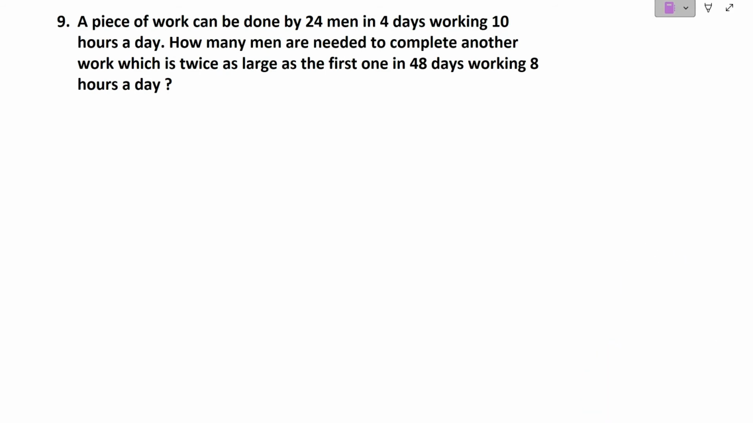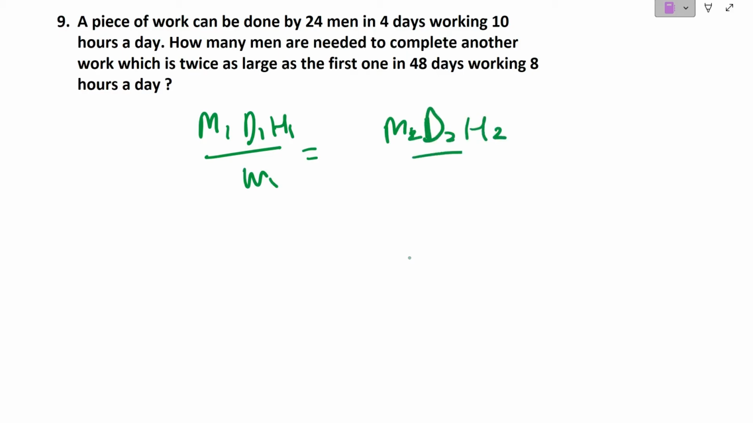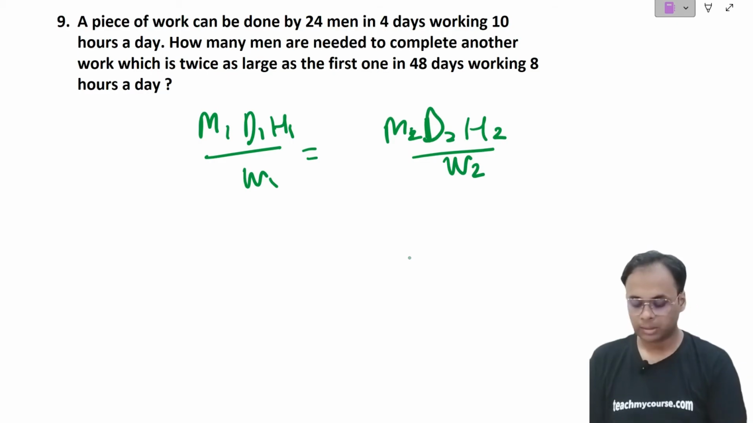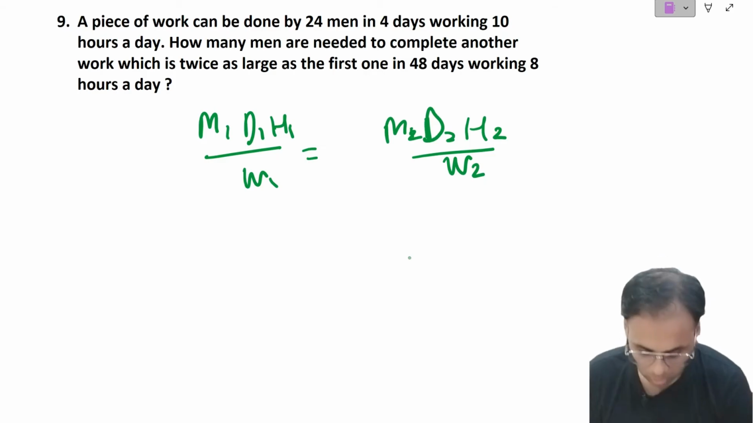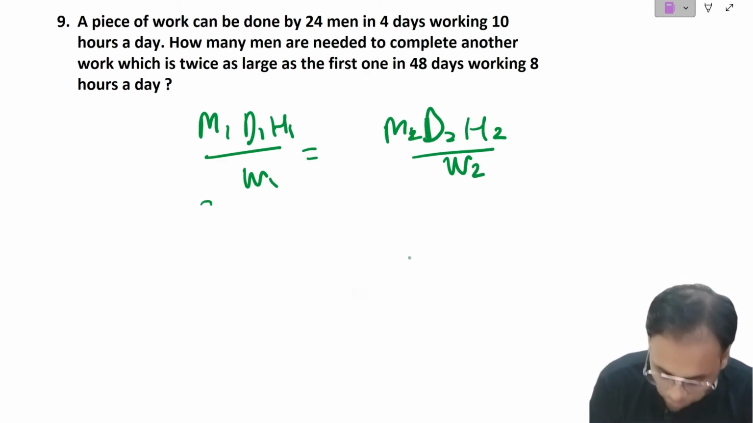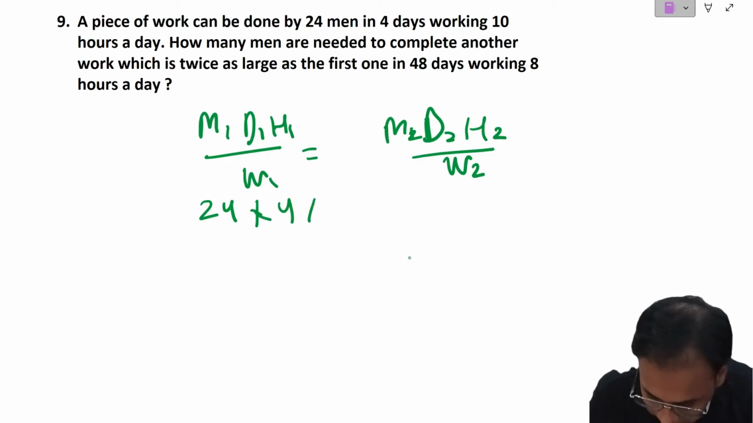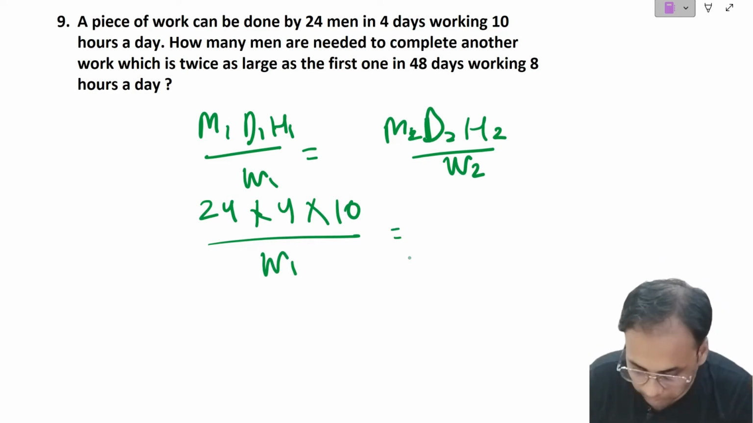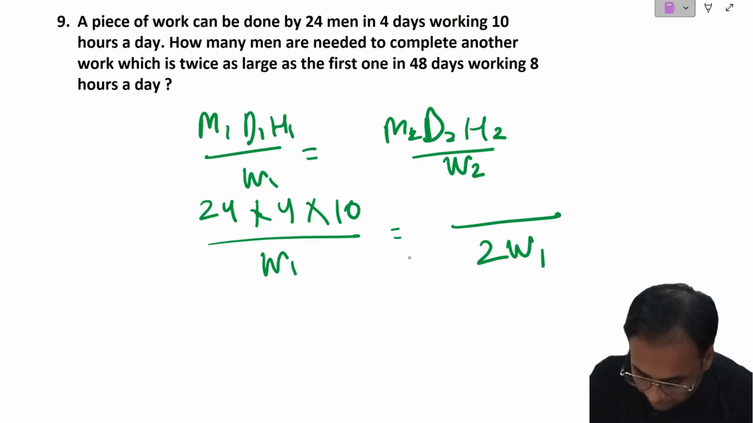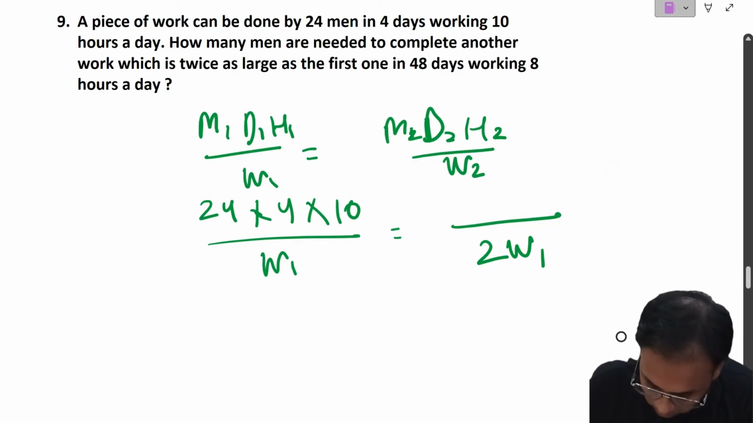A very important topic. In time and work, we have a very important formula: M1 D1 H1 divided by W1 is equal to M2 D2 H2 divided by W2, where M, D, H depict men, days and hours, while W represents the work. So we have two instances: a piece of work done by 24 men in 4 days working 10 hours a day. How many men are needed to complete another work which is twice as large, twice of W1, in 48 days? We have to find the number of men.